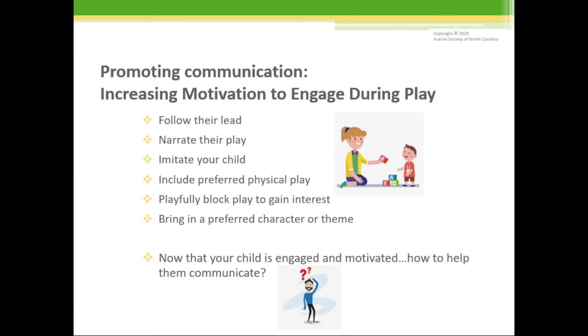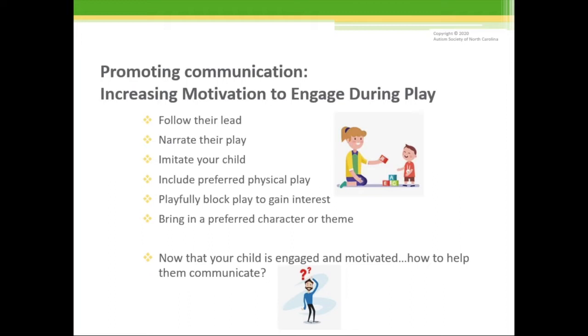If your child likes to play with a ball and roll it repetitively, you can narrate by saying, the ball's going down, down, down, and oh no, maybe a character comes in and steals the ball. This may engage your child to join you. Imitate your child. If they enjoy spinning a top or playing with a specific toy, maybe get your own toy and sit next to them and play. Also, always include preferred physical play. This is a great way to get your child to engage with you.